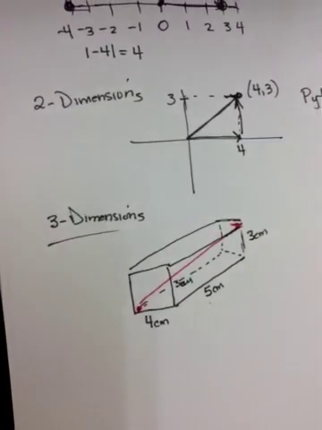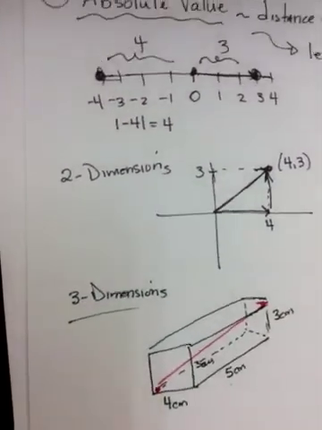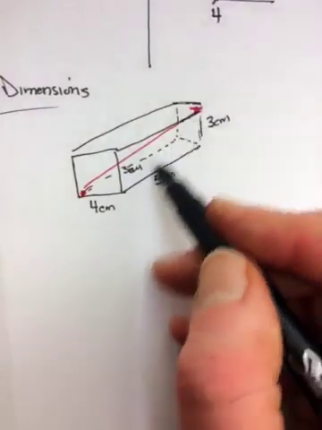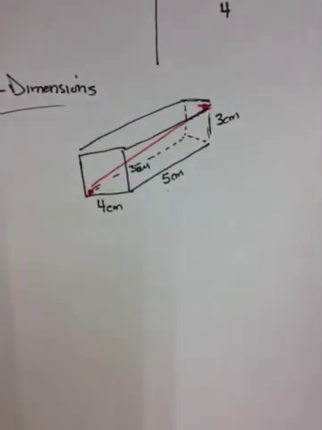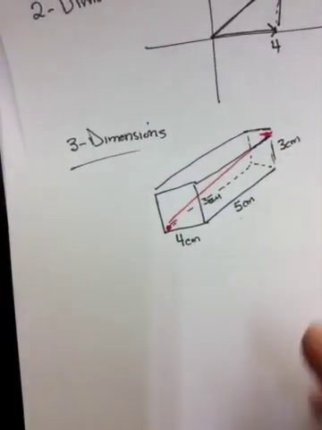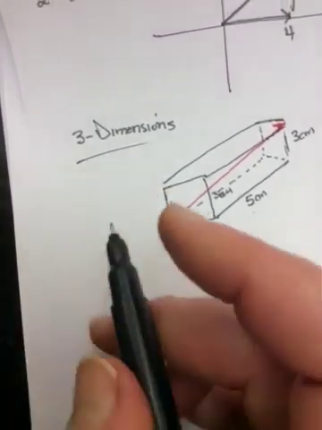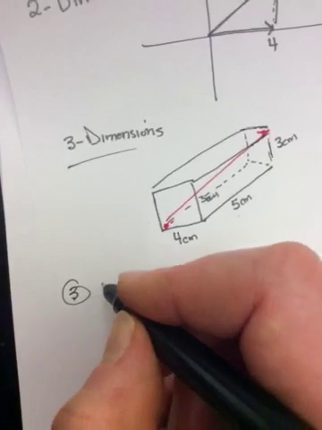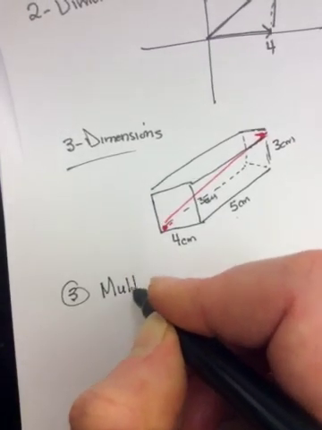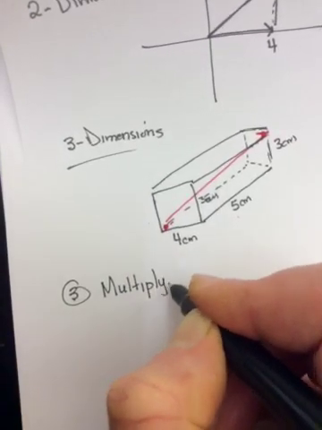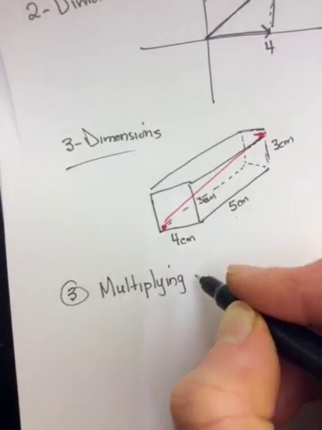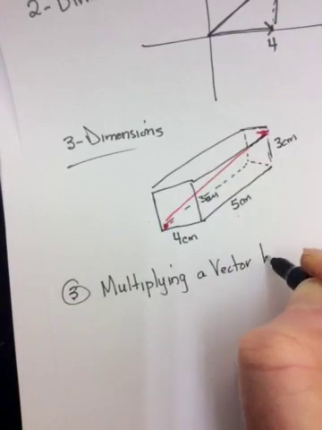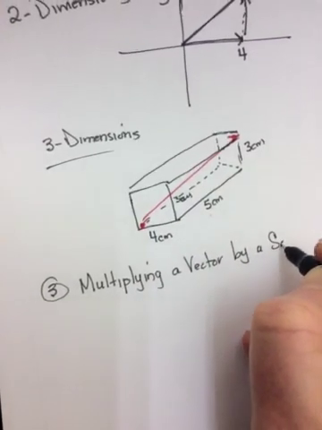Just one last little thing, and that is, so number 2 is absolute value, finding the length of the vector. So I want you to find the length of this vector, which is in 3 dimensions. Number 3, and this is where we'll stop, and it'll only take a second. Number 3 is what happens if you multiply a vector by a scalar. And we've been doing this too, we just haven't talked about it. So multiplying a vector by a scalar.